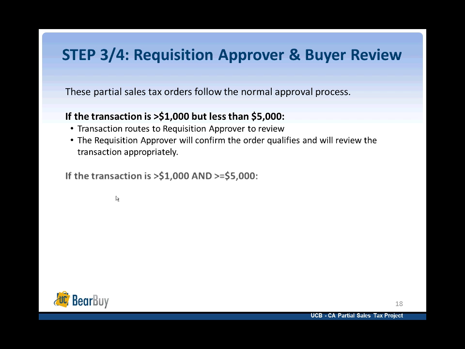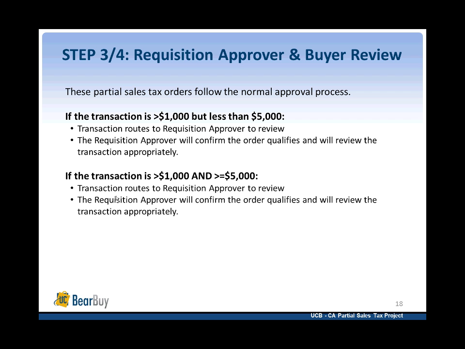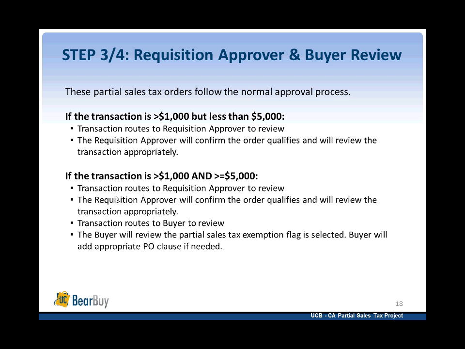If a transaction is greater than $1,000 and greater than or equal to $5,000, again, it'll route to the requisition approver. But then at that point, it will also route to a buyer. The buyer will review to ensure that the flag is selected. And if it's selected, the buyer will add an appropriate PO clause if needed.